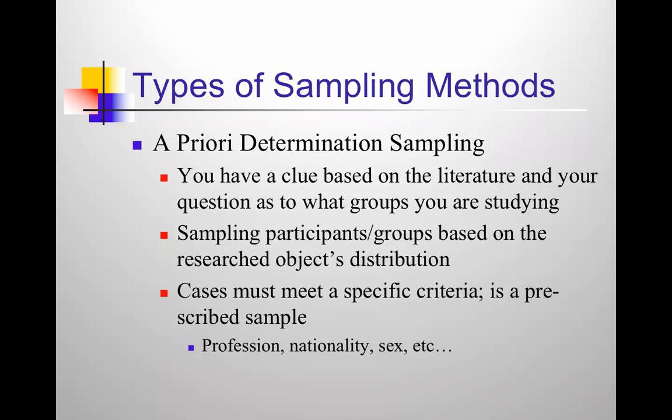Sampling methods: the a priori determination sampling. Maybe you have some kind of clue based on the literature and your question in terms of what groups you should be studying and collecting data from.